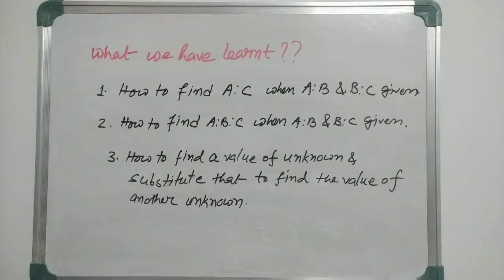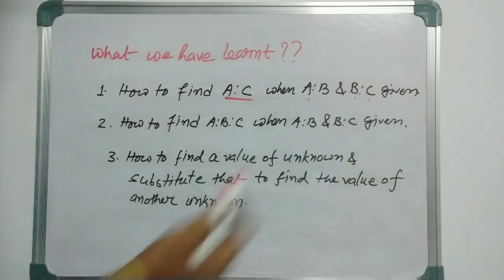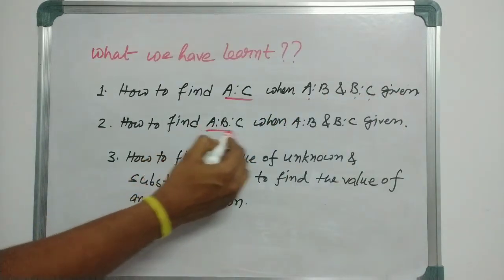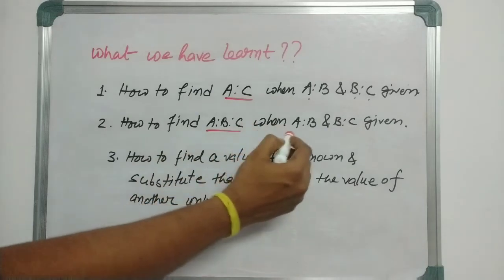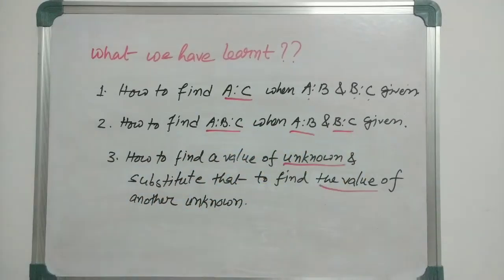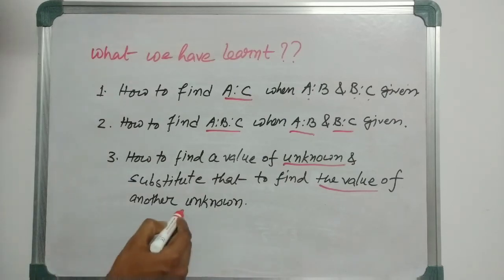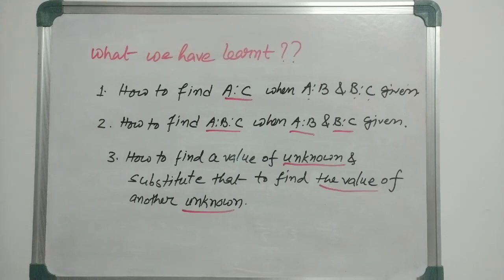So what we have learned in this video: how to find A is to C when A is to B and B is to C are given, how to find A is to B is to C when A is to B and B is to C are given, and how to find the value of an unknown and substitute that to find the value of another unknown.